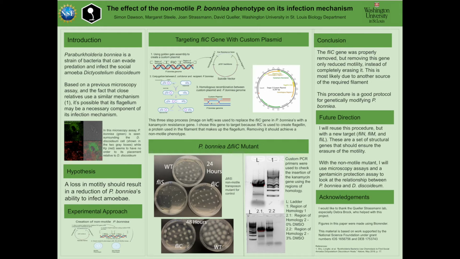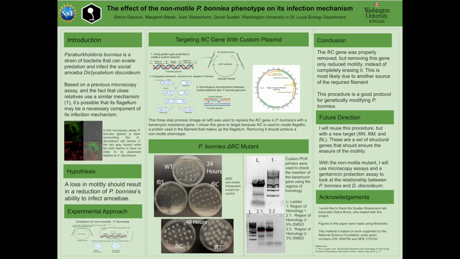To accomplish this, I had to choose a target within the bacteria's genome, and I chose the gene flagellum C. This gene is responsible for the filament that is used in creating the flagellum, and removing it should make the mutant non-motile. To create this mutant, I first used Golden Gate assembly to create a custom plasmid that consisted of a PCS1 backbone and a kanamycin resistance gene in between two stretches of DNA called homologous regions that corresponded to the two sequences of DNA on both sides of the flagellum C gene in Parabolidaria banya's genome.